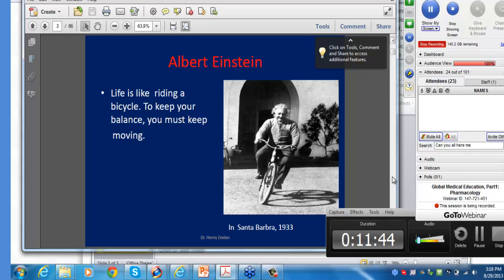I'd like to start out by sharing with you my role model. This is a picture of Albert Einstein and was taken in Santa Barbara in 1933. And he stated, life is like riding a bicycle. To keep your balance, you must keep moving.